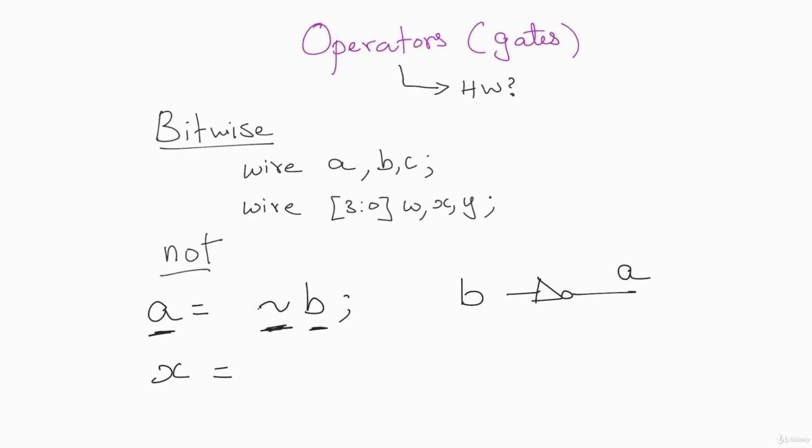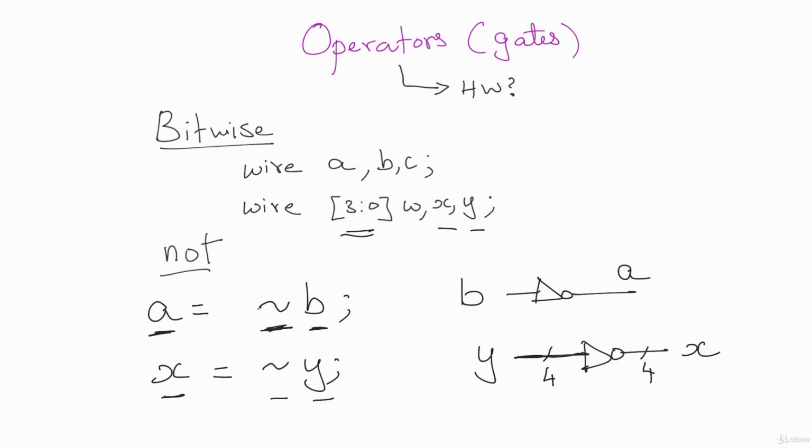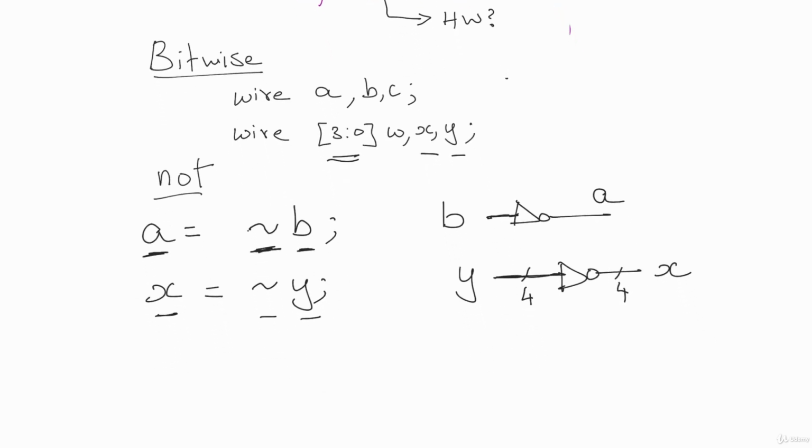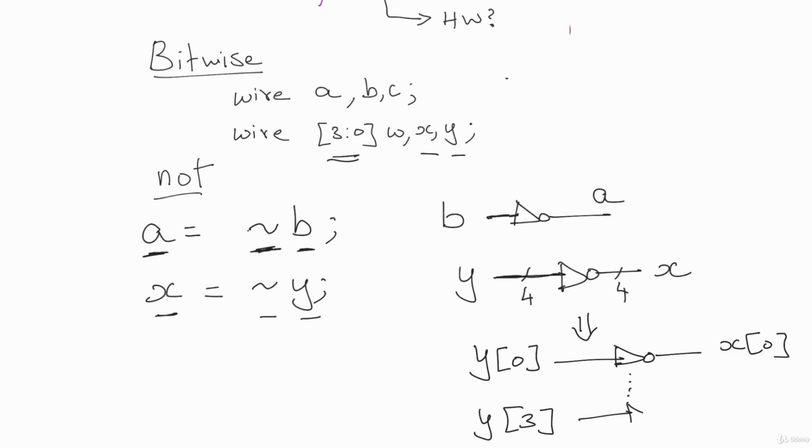We can also say X is equal to tilde Y. So Y gets inverted and becomes X. Since X is 4-bit and Y is 4-bit, you cross the line and write 4. That means this line is a 4-bit line, not a 1-bit line like this one. If expanded, it will look like this: Y of 0 with a single NOT gate to X of 0, and so on till Y of 3 with a single NOT gate to X of 3. So you have 4 NOT gates totally.